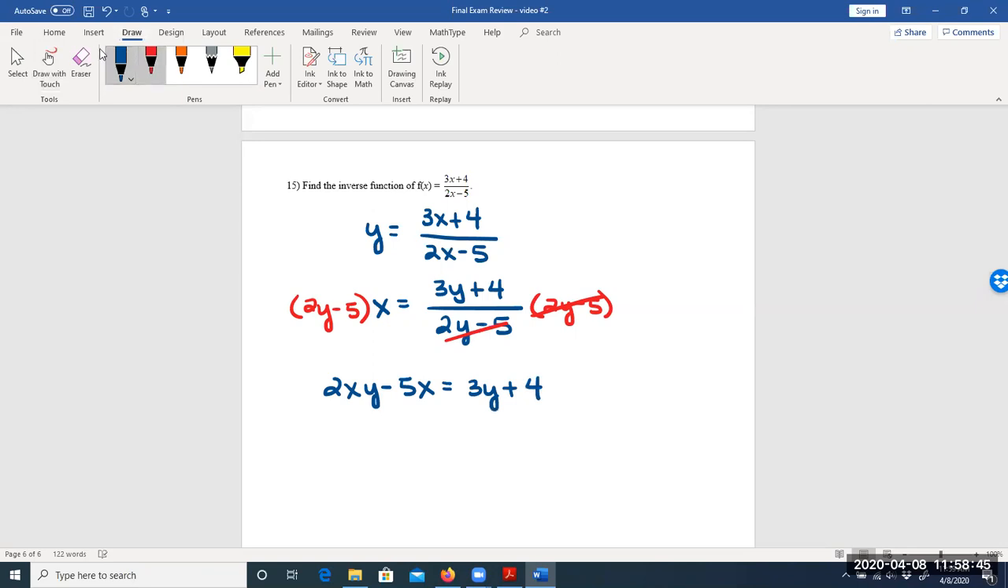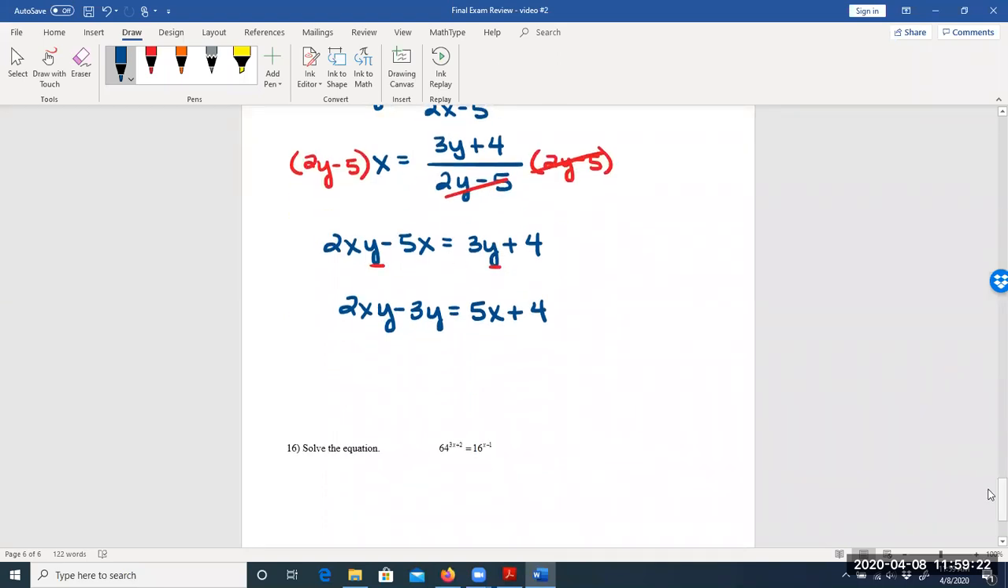Then if I want to solve for y, I have 2 terms that contain a y. They need to be together on the same side of the equation. I also have 2 terms that do not contain a y, and those also need to be together on the same side. So I'm going to move the 3y over. I'll subtract it. I'm also going to move the 5x over, and I'm going to add it because it's a negative 5x here on the left-hand side.